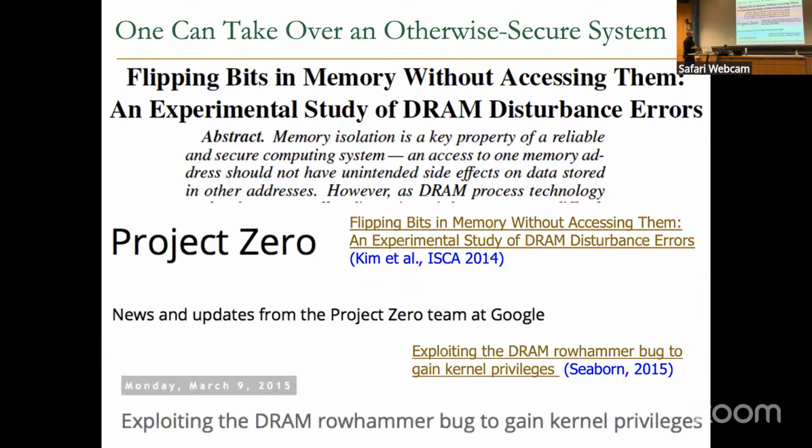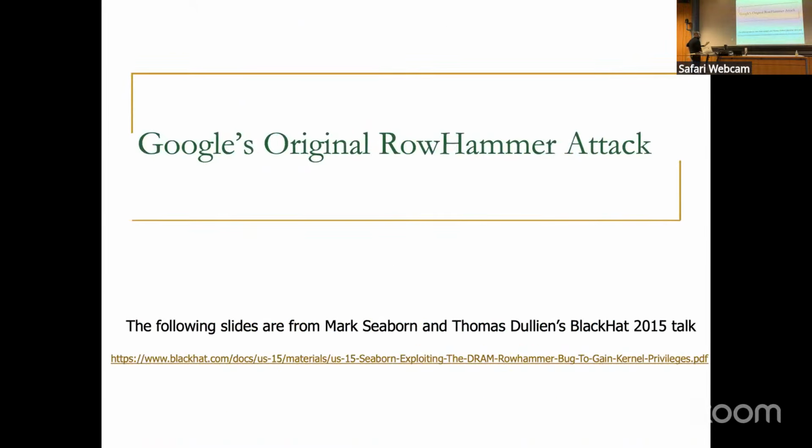Yeah, the paper was also published in ISCA 2014. At the same time, there was the Project Zero team at Google who also tried to show this security issue; I think they wanted to approach it from a security vulnerability point of view. So I'm going to show you right now how the original RowHammer attack from Google was performed. This was from Mark Seaborn and Thomas Dullien's Black Hat 2015 talk.